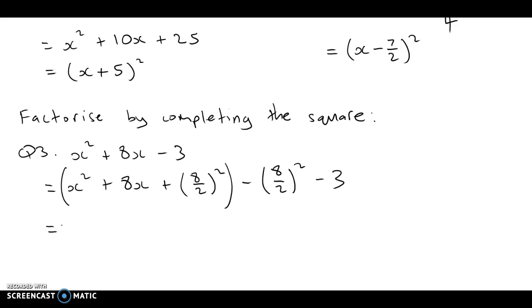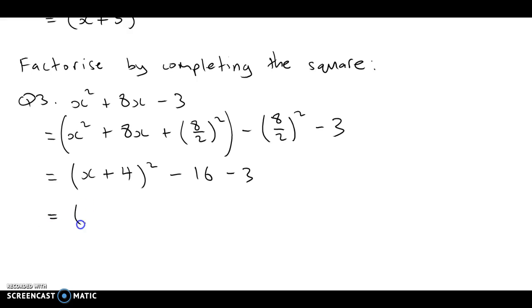So hopefully you recall from the questions above that that perfect square will become x plus 8 over 2 is 4 all squared, and then we come over to this component of the expression, 8 over 2 all squared is 4 all squared, so minus 16 minus 3. We can keep going with that. x plus 4 all squared minus 19.